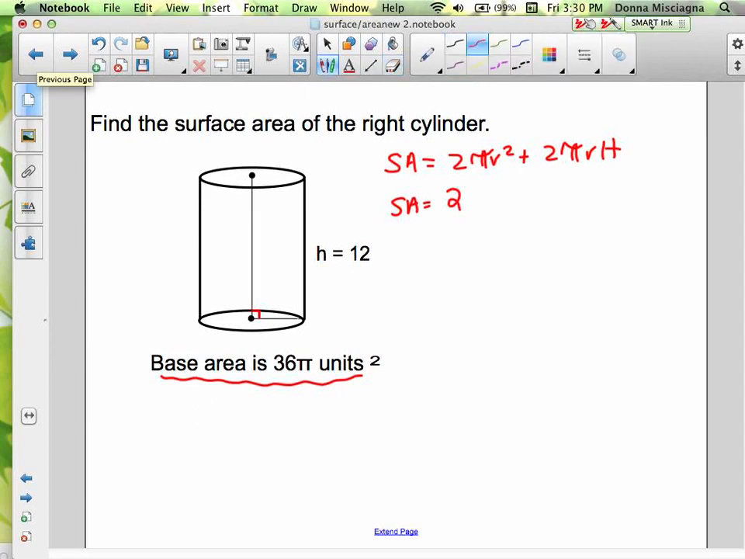the 36 pi here is for the area of one base, right? And the area of a circle, remember, is pi r squared. Well, pi is already in there, so we already know that this is 36 pi. So 36 pi is pi r squared. If we divide by pi, we get 36, and then take a square root, right? Our radius is 6.